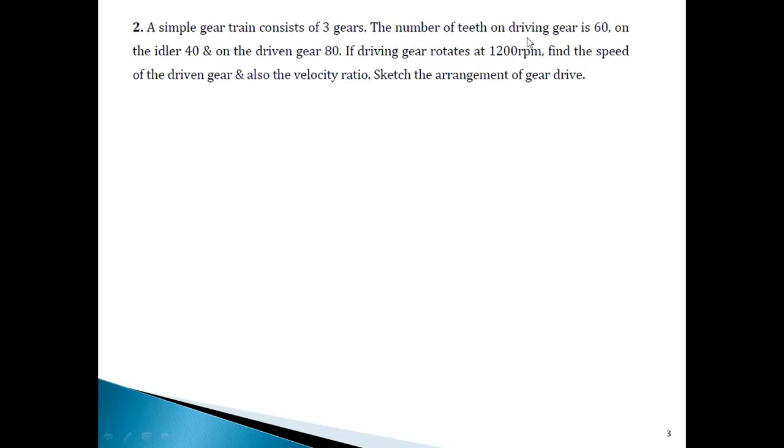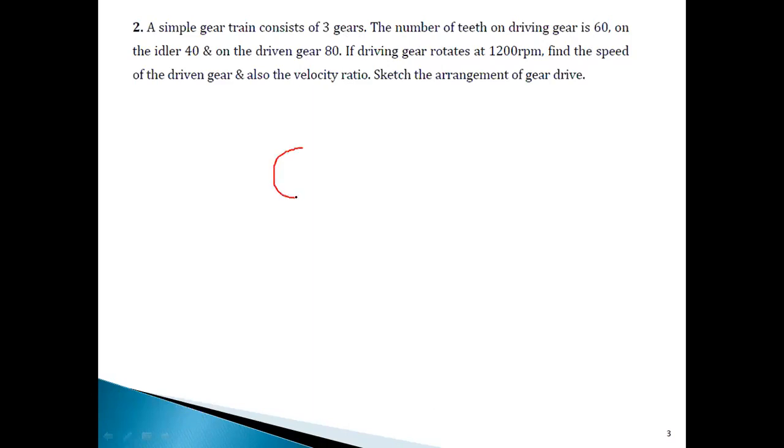The number of teeth on the driving gear, that is our driver gear, is how much? 60. Idler 40. So what is this idler? In the previous class, I was telling you that when we want to transmit the power from the driver gear to the driven gear, if the shaft distance is large, then we take the help of idler gears, placing them between the driver gear and the driven gear to transmit the power.